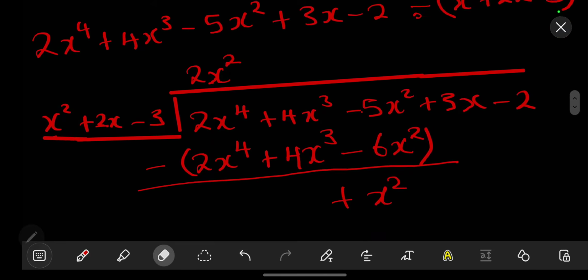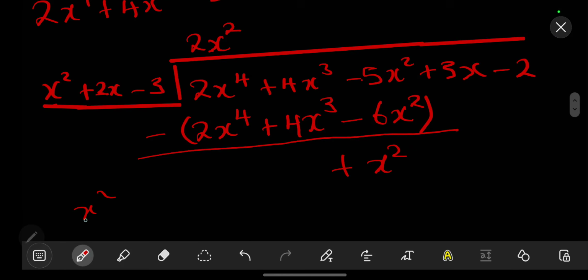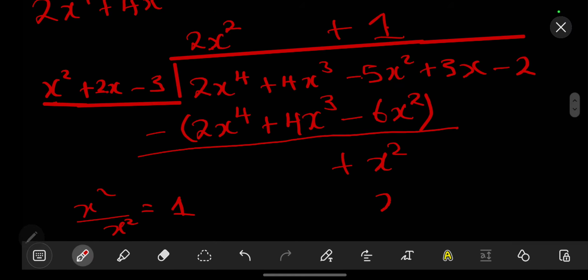Then from there, what you are going to do is that divide this value. So we are going to have our x squared divided by x squared. This will give us a 1. So we are going to add plus our 1 there. So our 1 times our x squared, this will give us x squared, like that. 1 times 2x, we are going to have plus our 2x there. Then our 1 times negative 3, we are going to have negative 3.